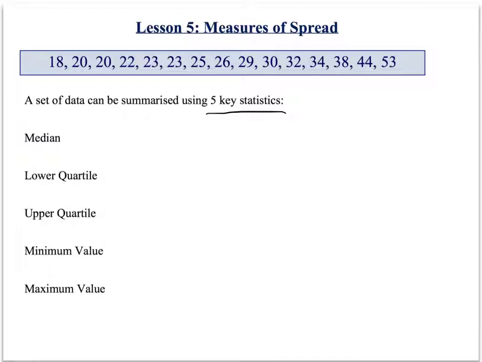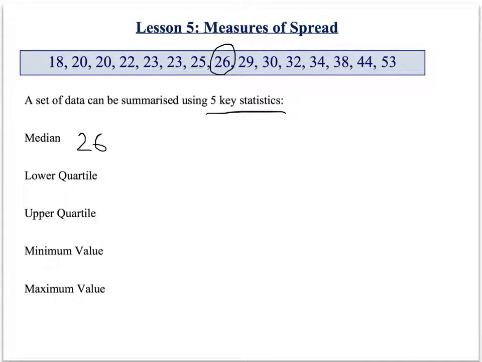So if you look at the 15 pieces of data we've got here, we're starting at 18, going up to 53. They're already in order for us, so the first part of our job is done. So the middle number, if we've got 15 pieces of data, is going to be the 8th piece of data. So if I count into the 8th piece, I'll get the middle number, which is 26. So the median here is 26.